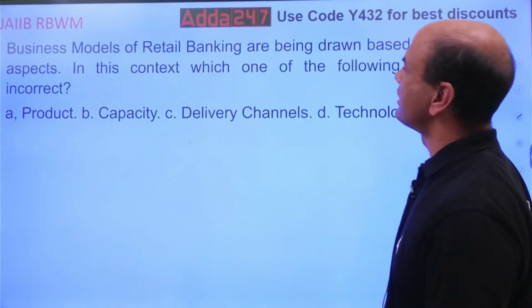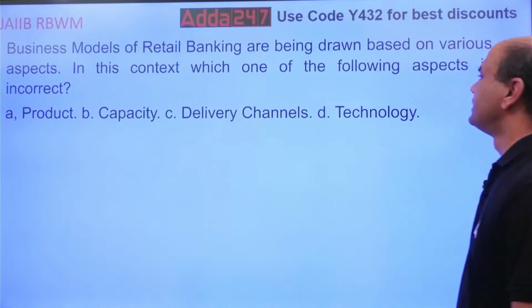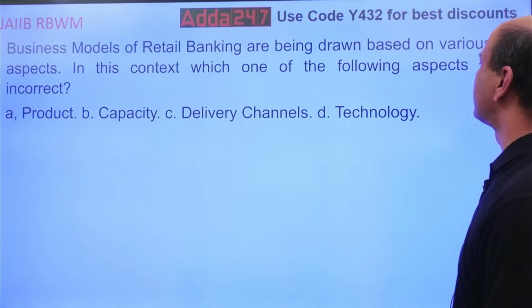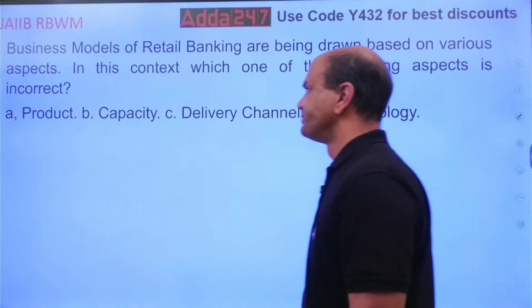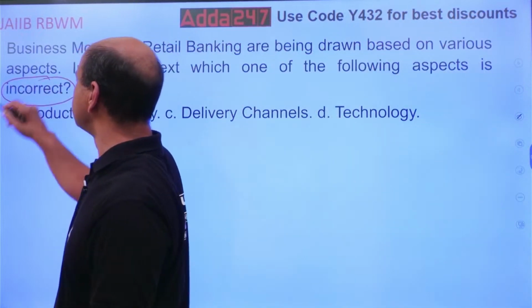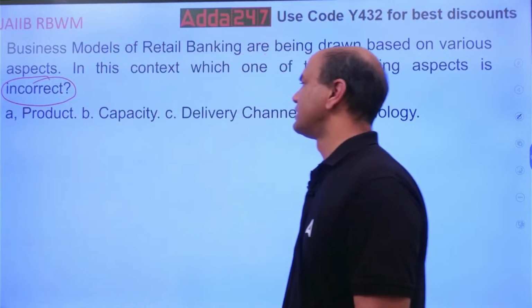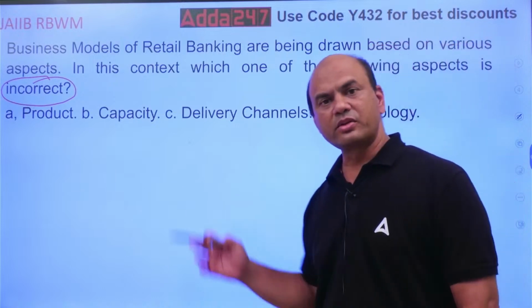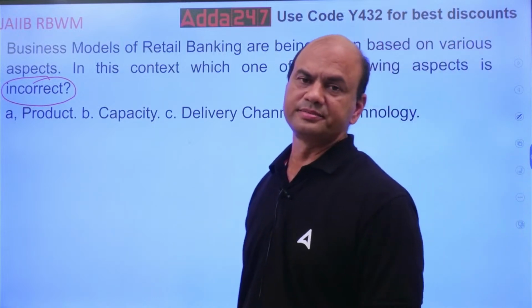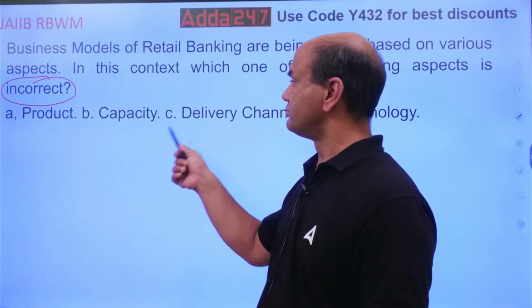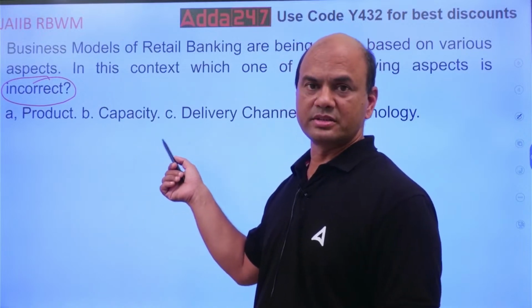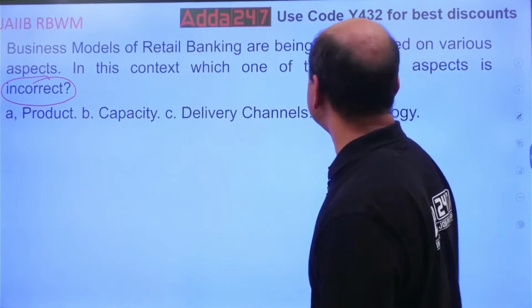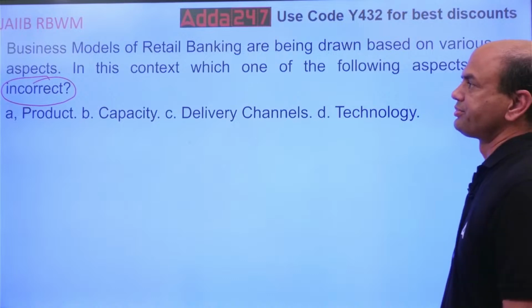Business models of retail banking are being drawn based on various aspects. In this context, which of the following aspects is incorrect? Product, capacity, delivery channels, technology. A similar question we have taken earlier, but the options were different. So, which of the following aspects is incorrect?